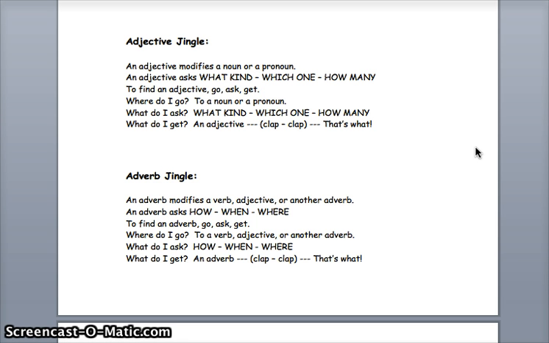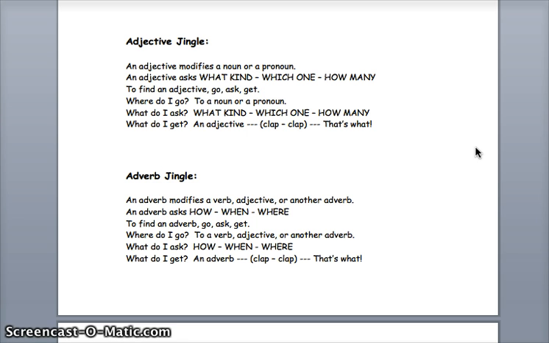And so if you compare these two different jingles, you will learn that both of these words describe, or another word for describe is modify, but they describe two totally different parts of speech. Adjective describes a noun or a pronoun. Adverb can describe a verb, or an adjective, or even another adverb. An adjective asks what kind, which one, how many. An adverb asks how, when, and where.